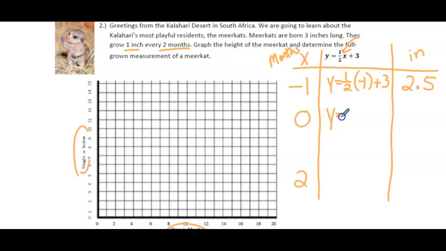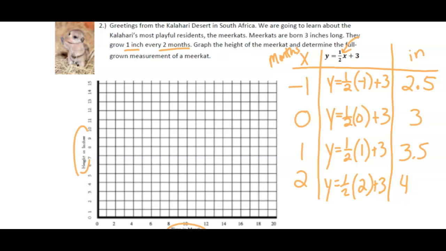y equals 1/2, substitute your 0, plus 3. I forgot my 1 in here. Okay, I would like you to pause the video and then come back and check your answers. So finish this table. Okay, this is what you should have got. You should have got when x is 1, y is 3.5. When x is 2, y is 4.